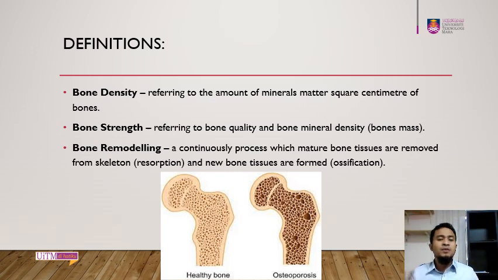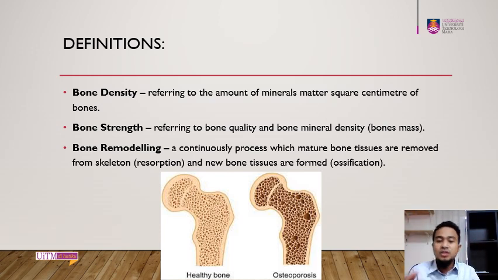So there are a few definitions that we need to understand before we go deeper. One, we need to understand what bone density is. Bone density is defined as the amount of mineral per square centimeter of the bone. The more mineral, the higher the density of the bones. If there is less, the bone could be more brittle. Lack of minerals makes that particular region of the bone more brittle.